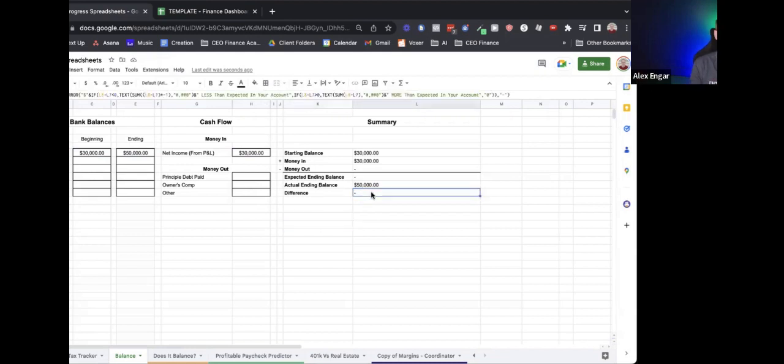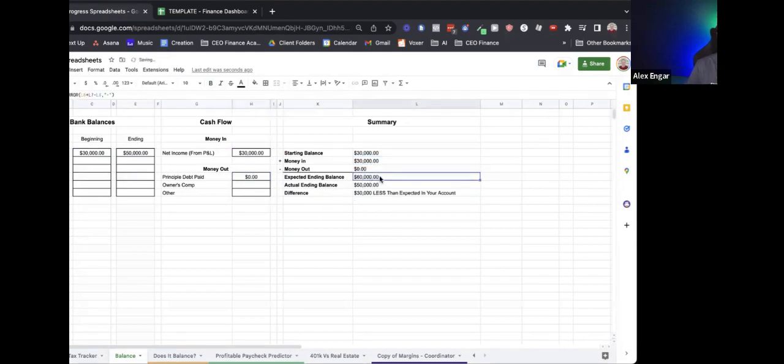But this should say something like, hey, our starting balance was 30, the money in, and then it's just simple math, right? So if we started with 30, we added in an extra 30, then our expected balance, oh, I got to put a 0 here, that's why. Then our expected balance should be 60,000.